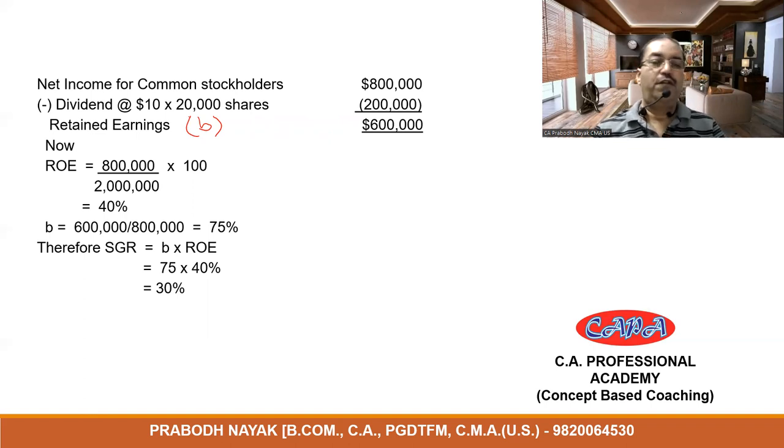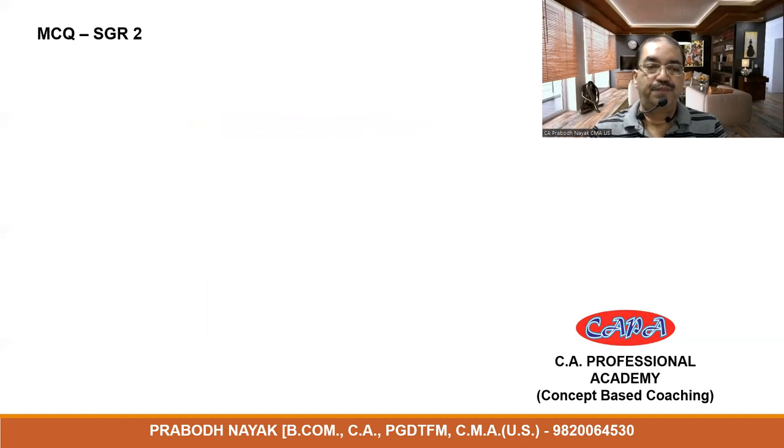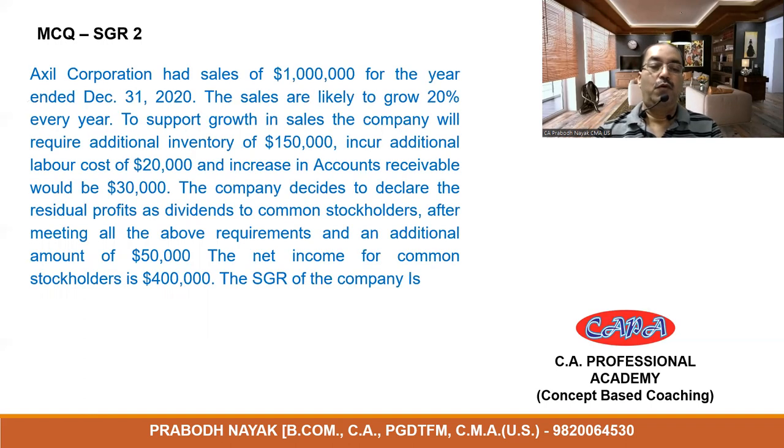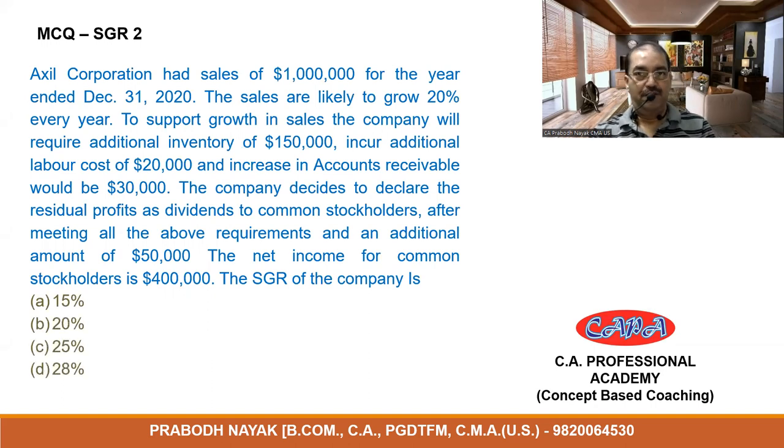Okay, let us take the second MCQ. Wow, it's a big one. Interesting, looks interesting. So let's see. Axle Corporation had sales. Oh, sales is given. Normally they give us equity capital. Axle Corporation had sales of $1 million.